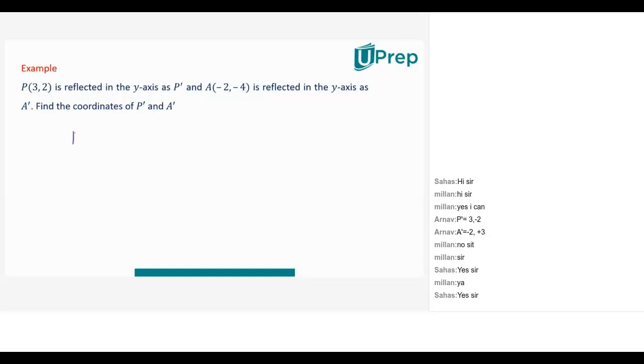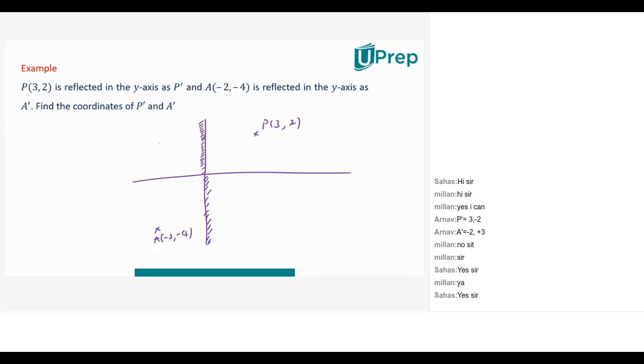So here again the same point, P is (3, 2) and A is (-2, -4). I need image P dash, A dash. Interesting, if I draw 4 quadrants, here is my point P (3, 2), here is my point A (-2, -4). Now the mirror is the y-axis.